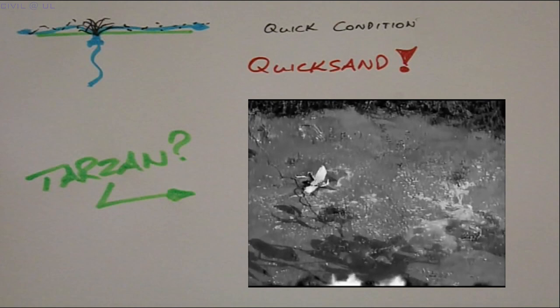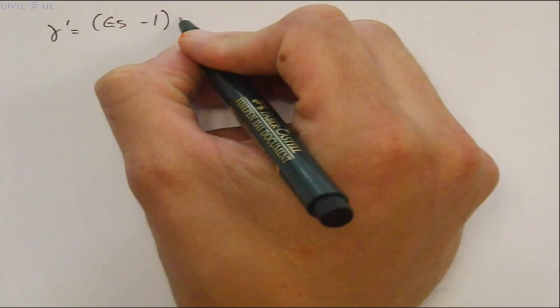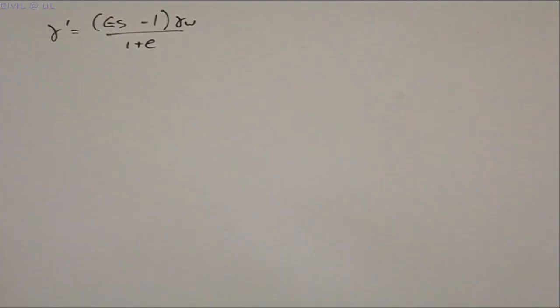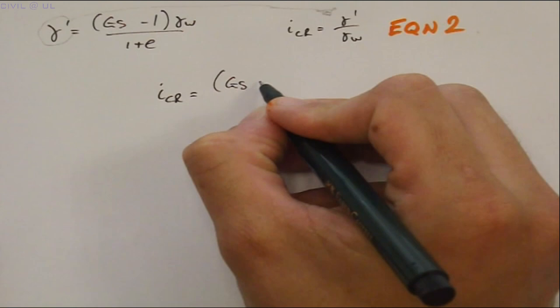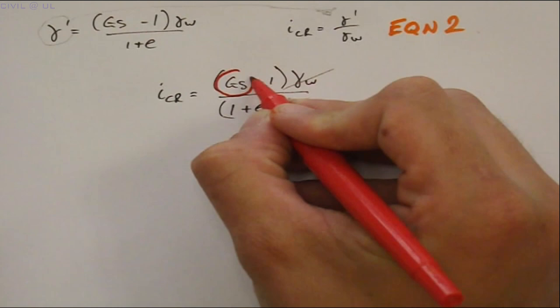Oh, and there's one final thing on upward flow. Recall from our soil properties video, we showed that the submerged unit weight was equal to Gs minus 1 times the unit weight of water divided by 1 plus e. Well, we can now use this to substitute into equation 2. This shows us that the critical hydraulic gradient is related only to two soil properties, Gs and e.